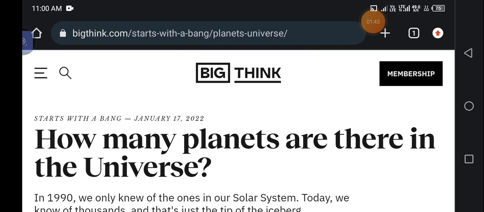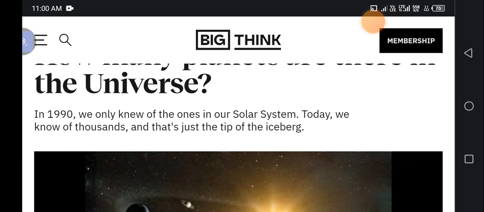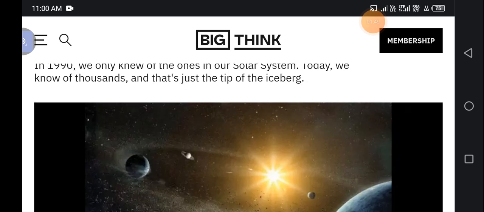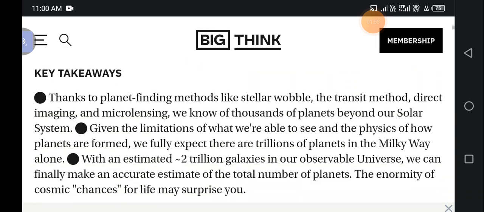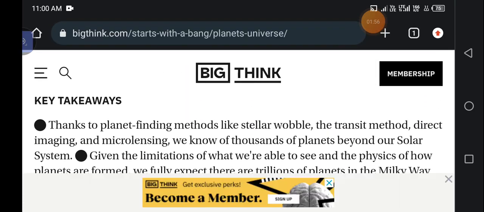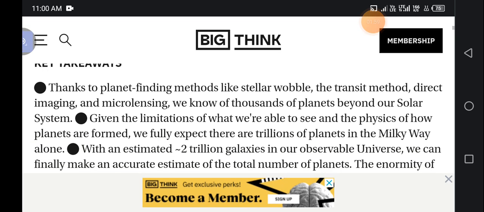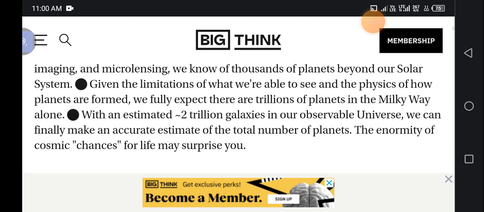How many planets are there in the universe? In 1990, we only knew of the ones in our solar system. Today we know of thousands, and that's just the tip of the iceberg. Thanks to planet-finding methods like stellar wobble, the transit method, direct imaging and microlensing, we know of thousands of planets beyond our solar system.